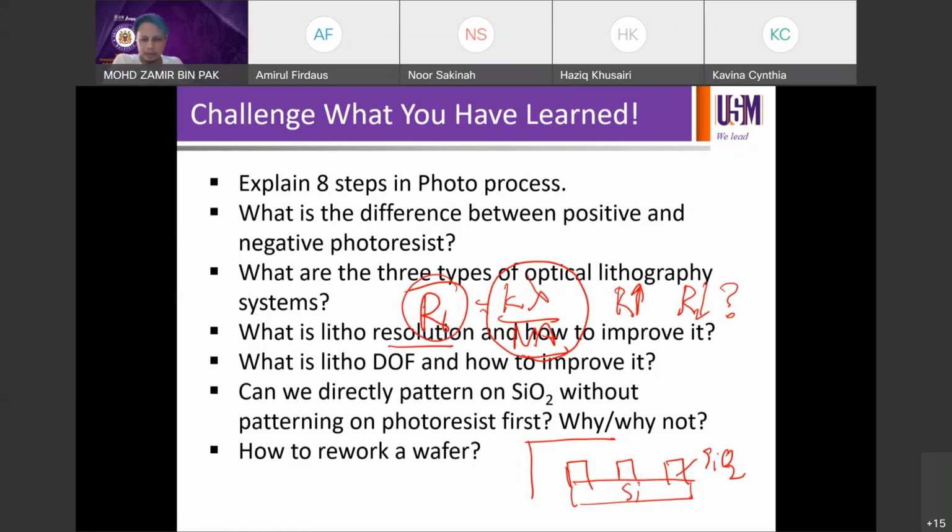Okay, the answer is not possible. Only the argument needs to be understood a bit. It's not possible because, okay, let's go back to the basics. Why do we use resist in lithography? Why do we use resist? What is the special property of the photoresist that makes it irresistible? Why do we have to use resist? What is the special property of the resist that forces us to use it?